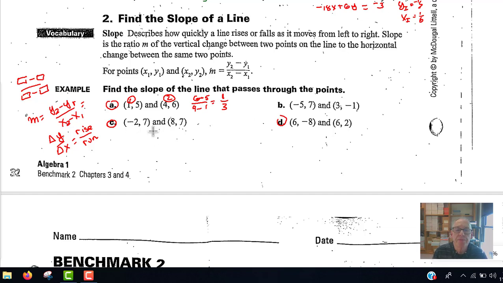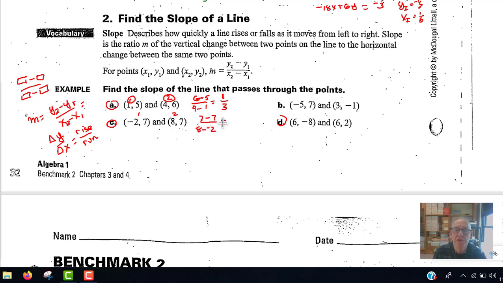Okay, let's look at C. Now, notice C, before we get started, notice that the y numbers are the same in C. So let's see what's going to happen with that. I'm going to do y2 minus y1 again. So 7 take away 7. Again, this is my 2 point, this is my 1 point. I've got 7 take away 7 in the numerator, and 8 take away negative 2 in the denominator.